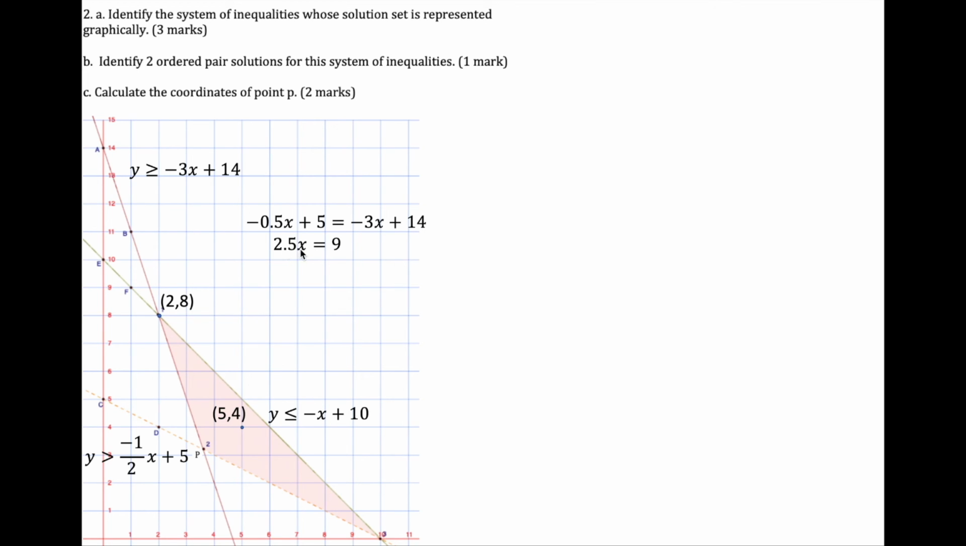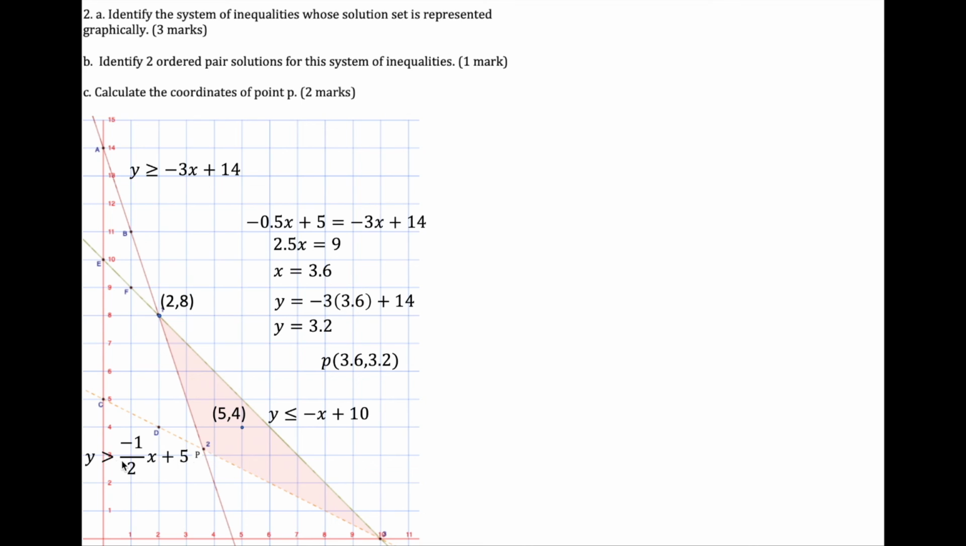The 2.5 is multiplying the x, so I'm going to do the opposite and divide both sides by 2.5. 9 divided by 2.5 is 3.6. Then I'm going to feed it back into one of my equations, either y is equal to -3x plus 14 or y is equal to -0.5x plus 5. I'm going to use the -3x plus 14. So y is equal to -3 times 3.6 plus 14. Running that through the calculator gives us 3.2. So this point is 3.6, 3.2.